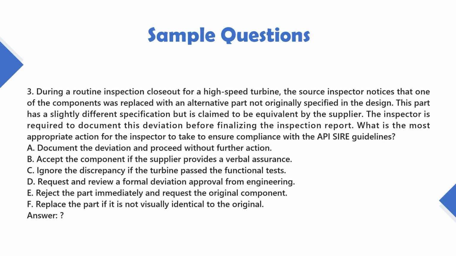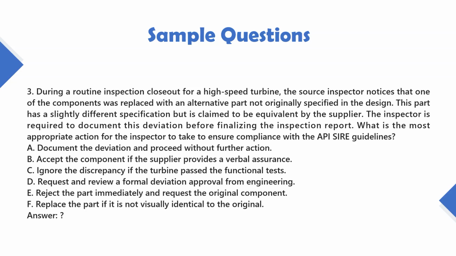3. During a routine inspection closeout for a high-speed turbine, the source inspector notices that one of the components was replaced with an alternative part not originally specified in the design. This part has a slightly different specification but is claimed to be equivalent by the supplier. The inspector is required to document this deviation before finalizing the inspection report. What is the most appropriate action for the inspector to take to ensure compliance with the API SIRE guidelines?